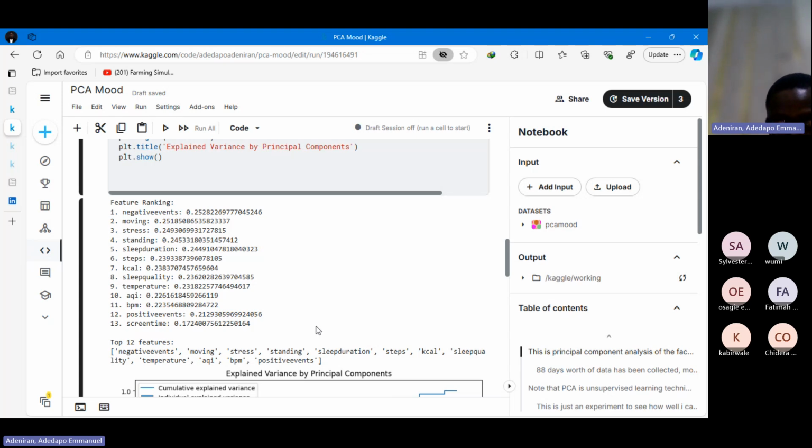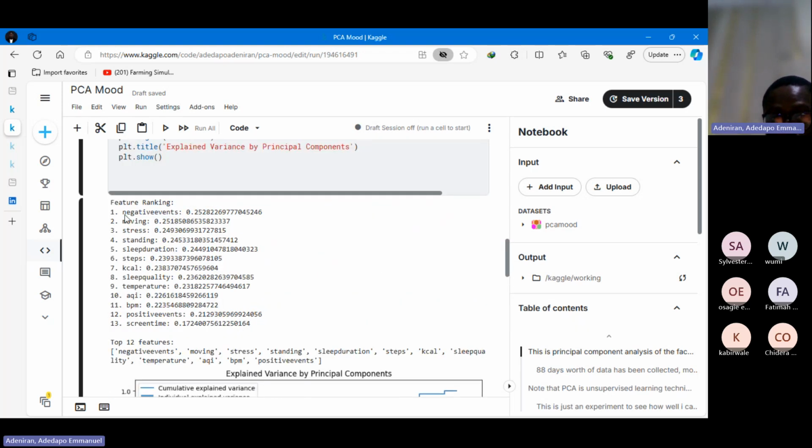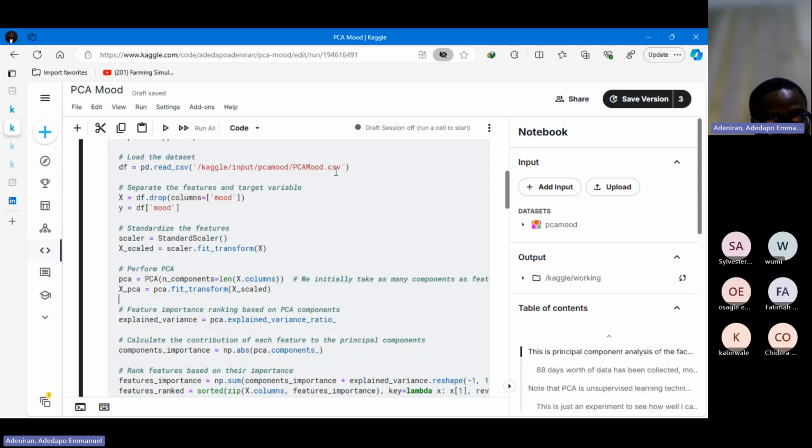So PCA is trying to tell me that the most important feature there is the negative events. What this means is that negative events seem to be the most impactful feature affecting the mood that I'm trying to predict. The mood there is the dependent variable that I'm trying to predict, and what I'm using to predict it are the independent variables. That is the features that I'm studying, which include the negative events, moving, stress, standing, sleep duration, steps, and everything that is in this PCA mood dataset.csv over here.